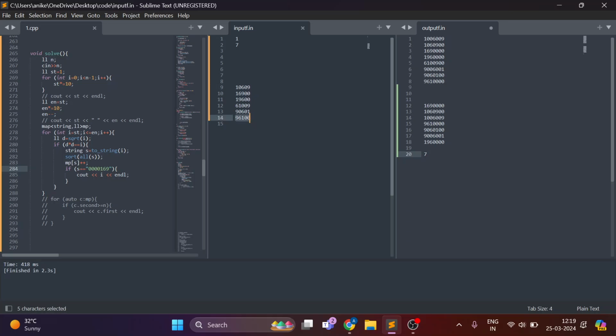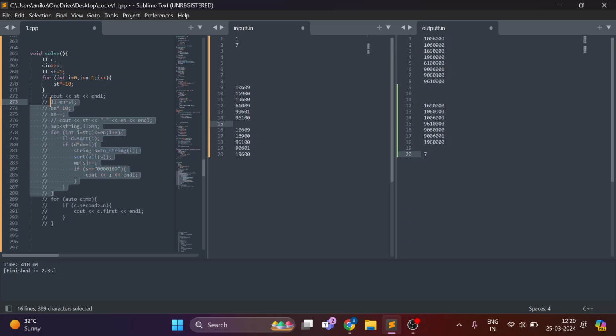Similarly for 5, I can find two numbers from 169, which are 10609 and 16900. Similarly, I found two numbers from 9600 and 90601, and last number is 19600. So now I found this pattern and I just printed this pattern then.